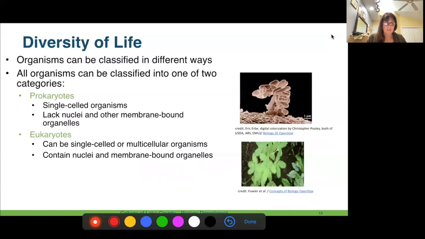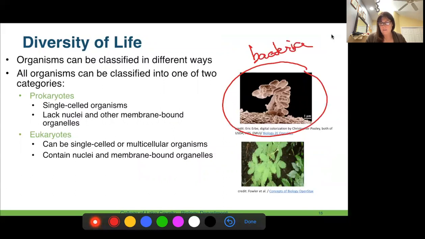So prokaryotic cells are single cell organisms, and they don't have a nucleus, and they don't have membrane-bound organelles. And we'll explain what a membrane-bound organelle is in chapter 3. But basically, they don't have like the Golgi, they don't have a mitochondria, they don't have the smooth and rough ER. All right. Versus eukaryotes, they could be single cell or multicellular organisms, but they do have a nucleus. So we can see like the prokaryotic cells are basically bacteria. Everything else is eukaryotic.